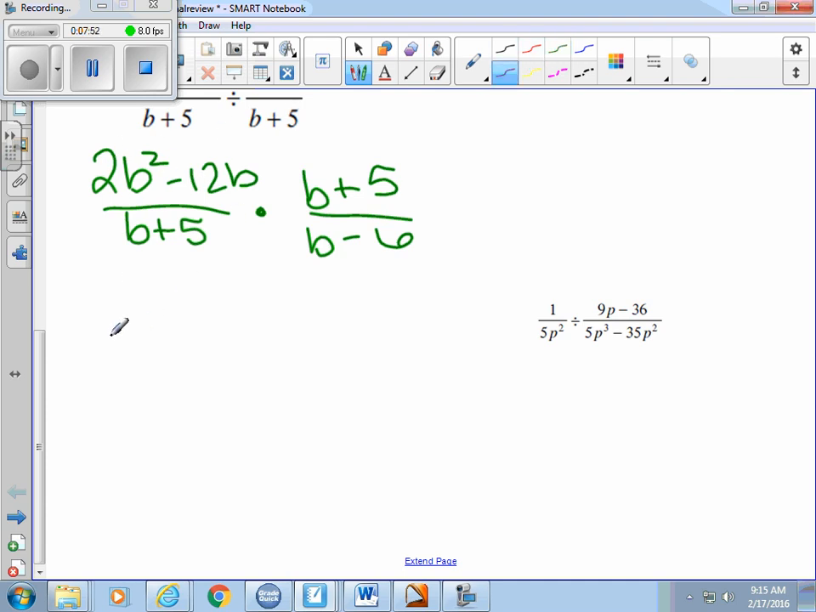2b squared minus 12b. Does anything factor? 2b. Does everyone agree I can take out a 2b? A greatest common factor. Remember, step 1 in factoring is to take out a greatest common factor. You will occasionally come to things your calculator won't want to factor. That's not one of them. As long as you put an x there, it would, for b, factor that for you.